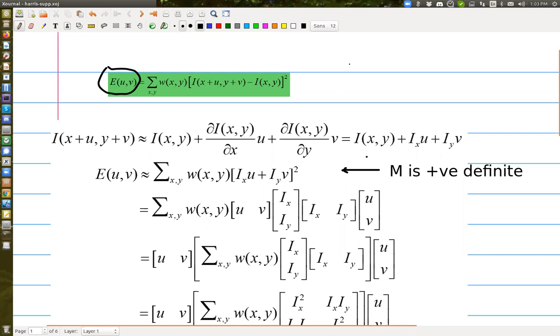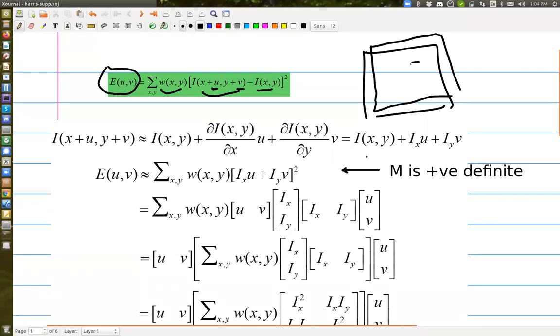Remember what's going on: this E function is just local. What we're trying to do is move this U and V, shifting the original image by some U and V, and then look at the neighborhood with this window. So you have an image, you shift it a little bit, and then you look at the difference at different locations.